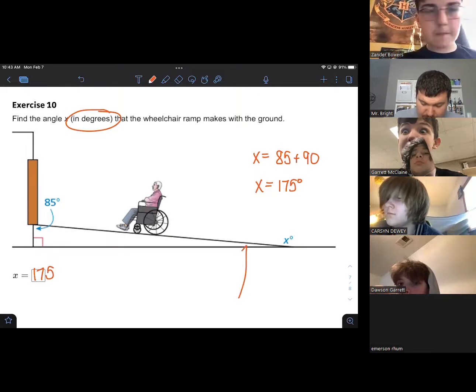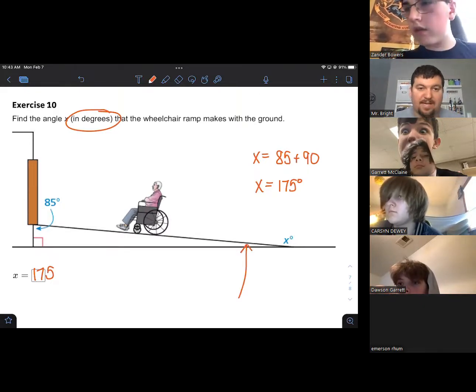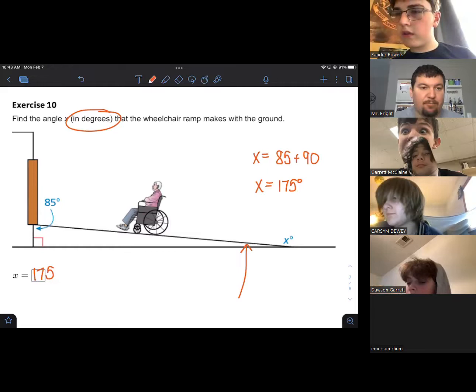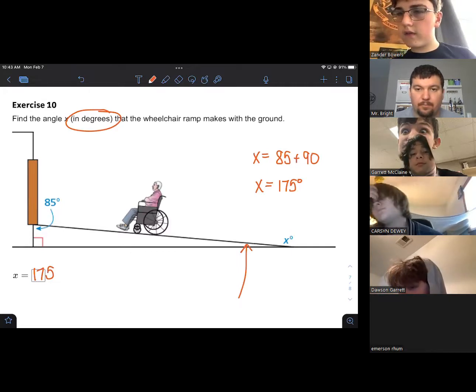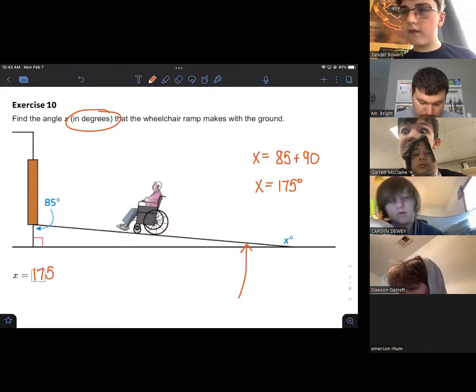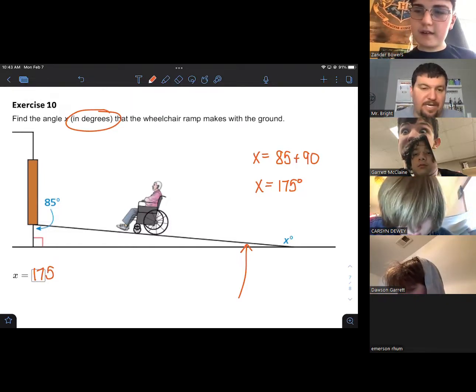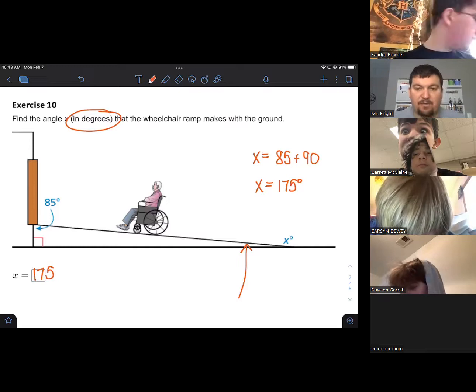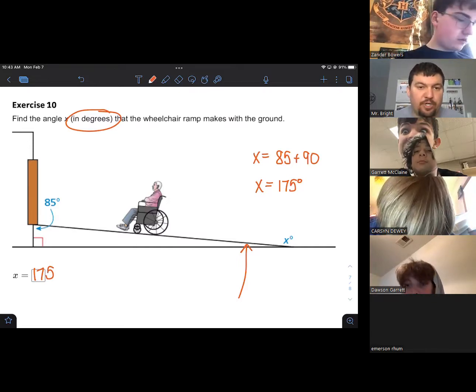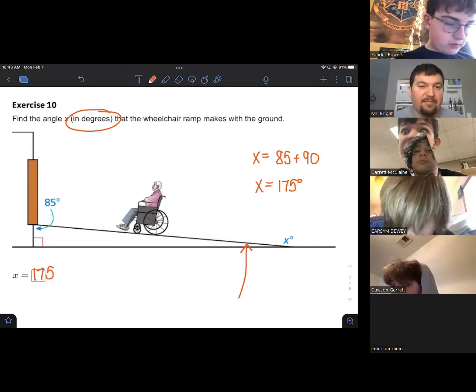Now, bonus question. What is this angle then? If x is 175 degrees, what's that small interior angle? Five. That's 180 minus 175, which would be 5. And so we would say that this wheelchair ramp has an incline of 5 degrees.